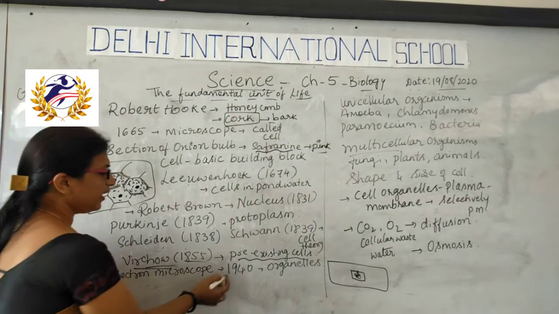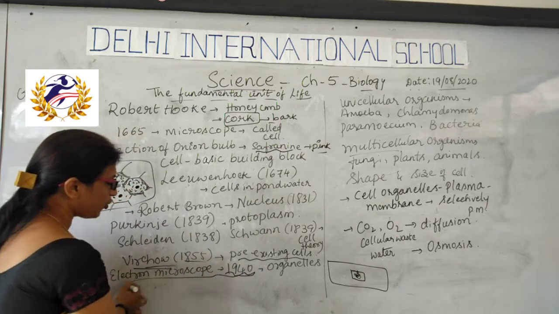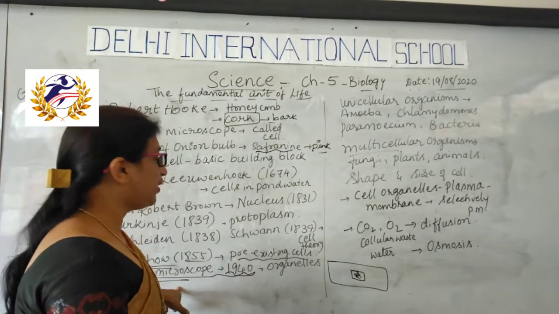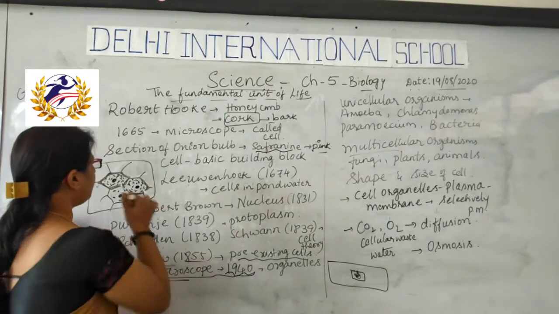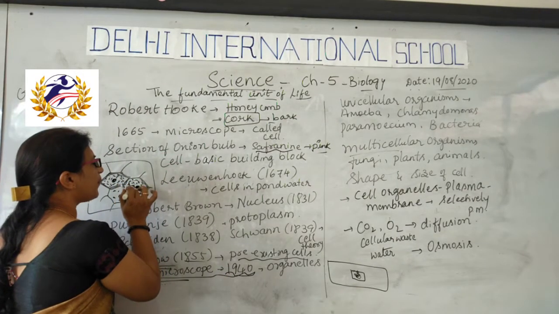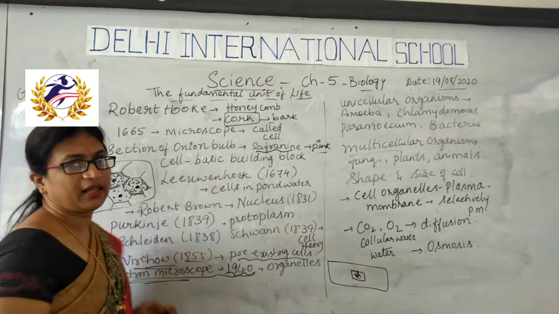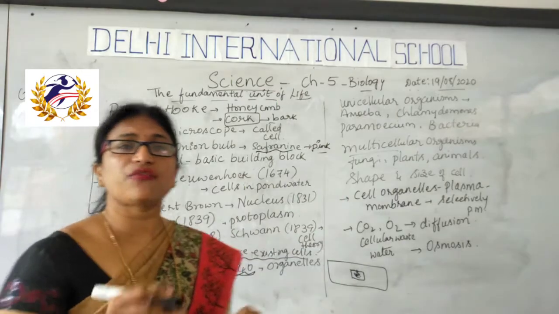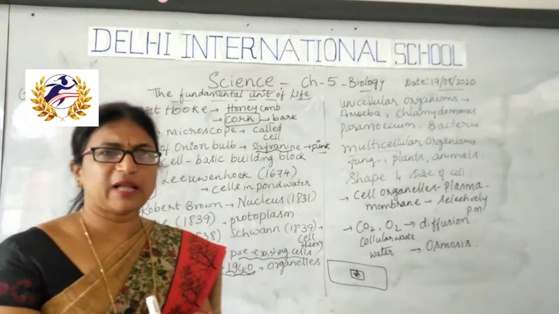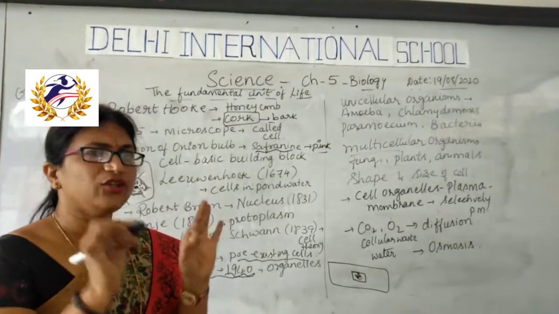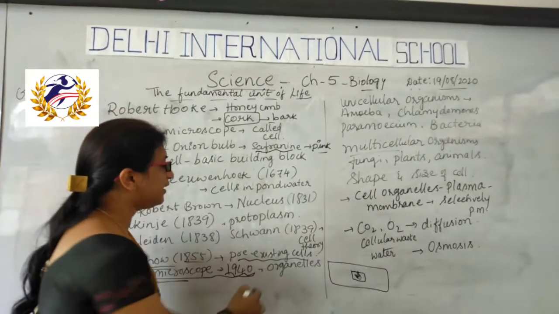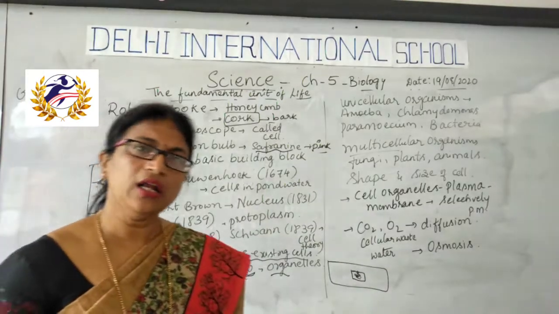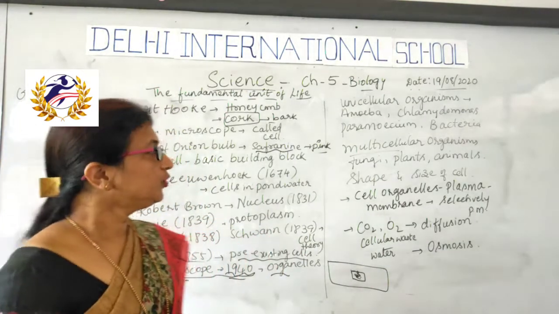And then in 1940, the electron microscope was invented, from which each and every minute organelle present inside the cells became visible. Many organelles are present inside the cell apart from the cell membrane, that is the plasma membrane, and the nucleus. Other minute cell organelles were identified in 1940, after the invention of the electron microscope.